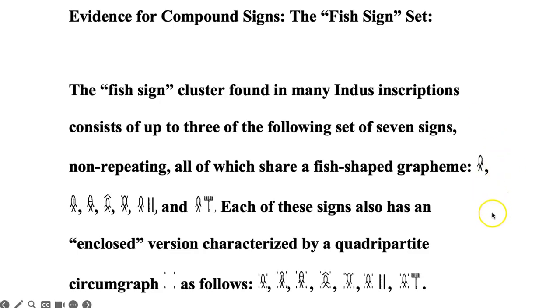Another interesting thing about the fish sign, that was not evident from the previous tables, there are actually 2 fish signs, this one here and this one here, in which the compounds appear as 2 discrete side-by-side elements instead of kind of glommed together. They're not ligatured, as the terminology goes. Okay, and the reason we know that these 2 are also fish compounds is that each of them also has an equivalent, an enclosed version. Enclosed by what I call the quadripartite circumgraph. There you go. Circumgraph is the correct term.